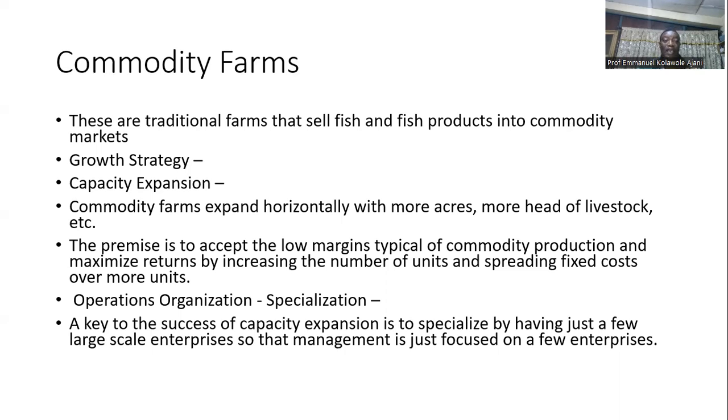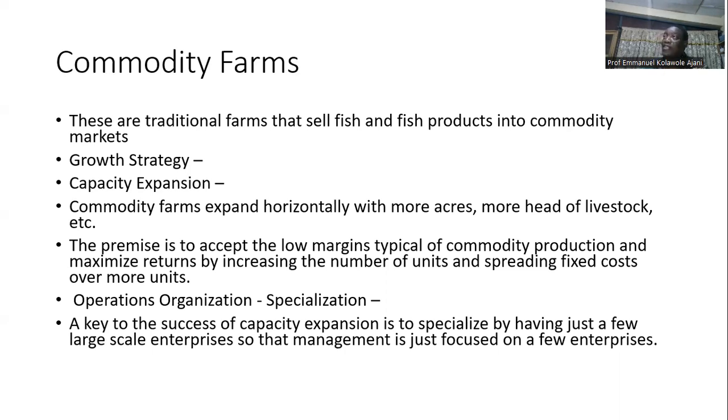And the premise is to accept the low margin typical of commodity production and also maximize return. The profit margin is low, but they maximize the quantity they are producing and get more return by increasing the number of units and spreading the fixed cost over more units.